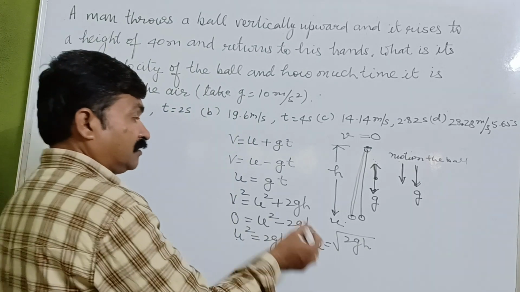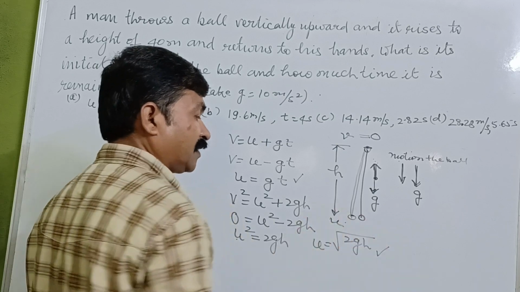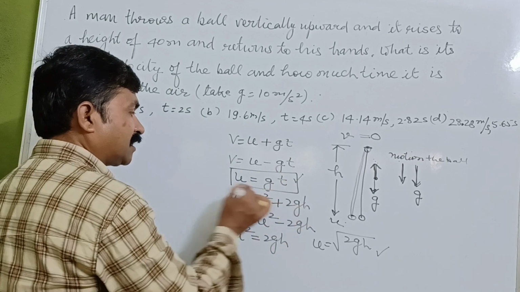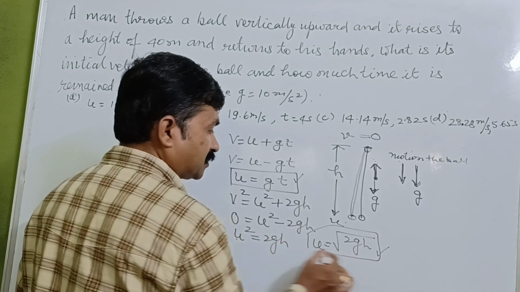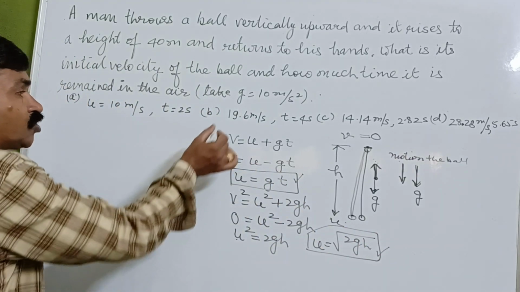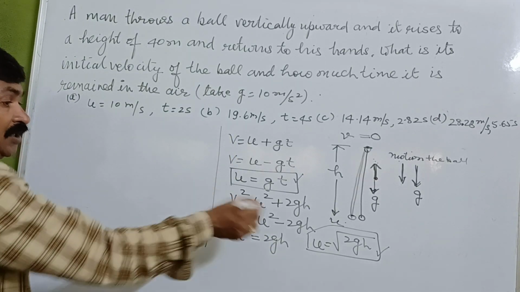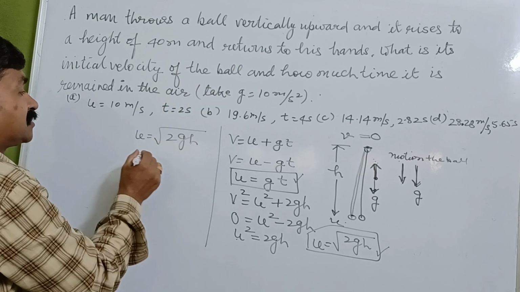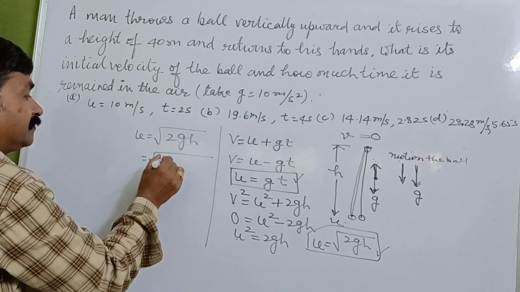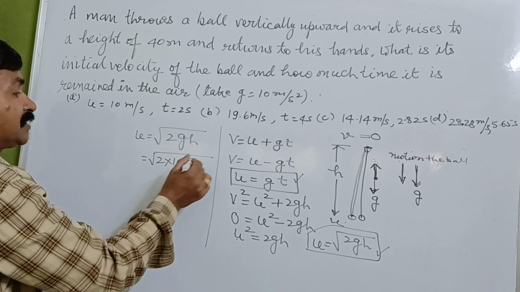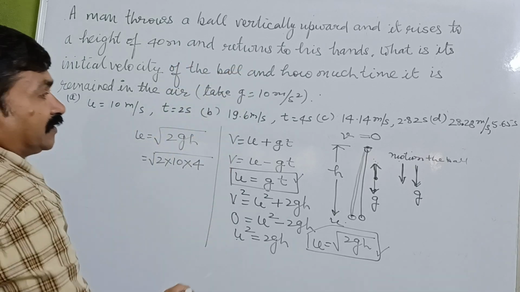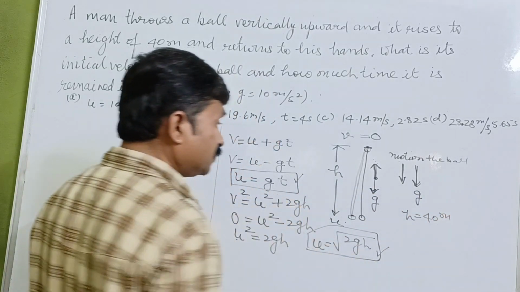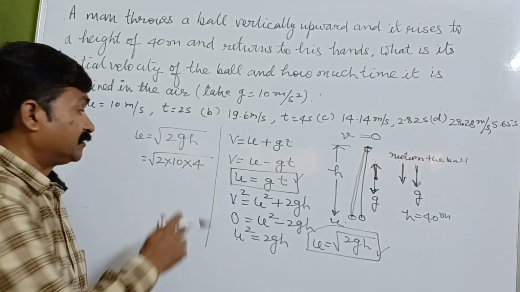Once you know the value of g and the height, you can determine u. In this question, both of these relations are very useful for us, and both are helpful to solve this numerical. Now u = √(2gh). Here g is 10 meter per second square and h is given to us, that is 40 meter. We have to determine the initial velocity.